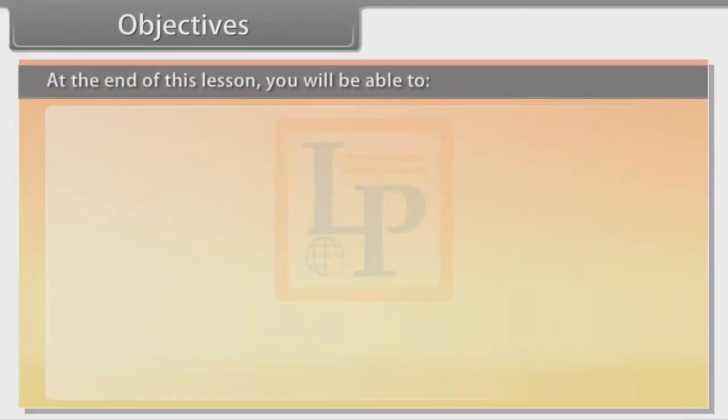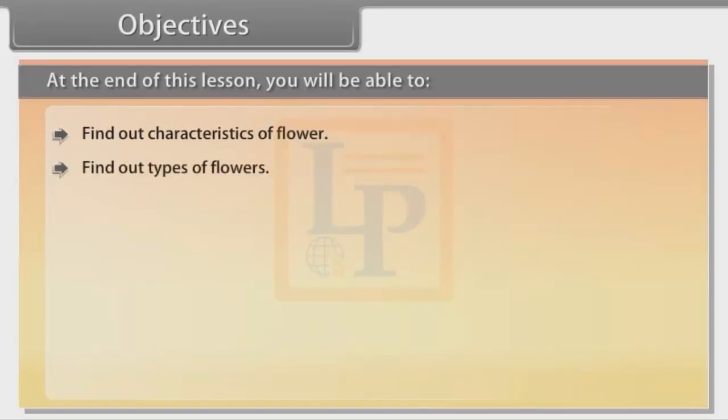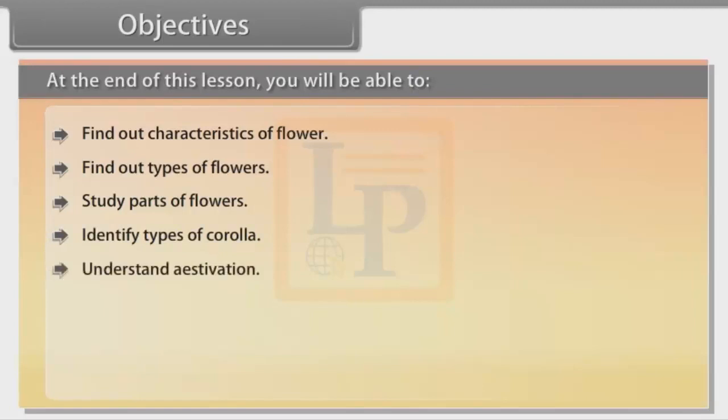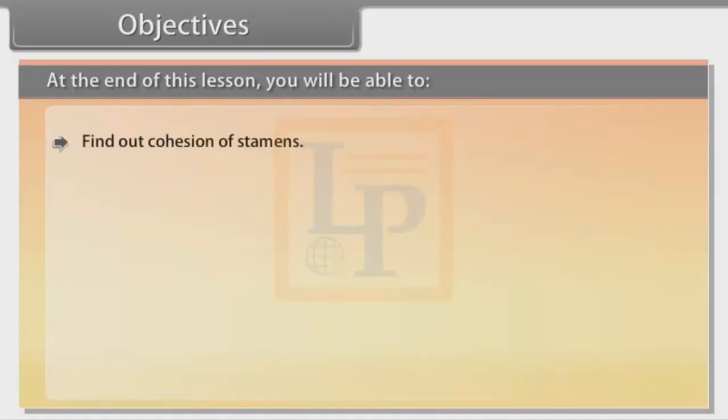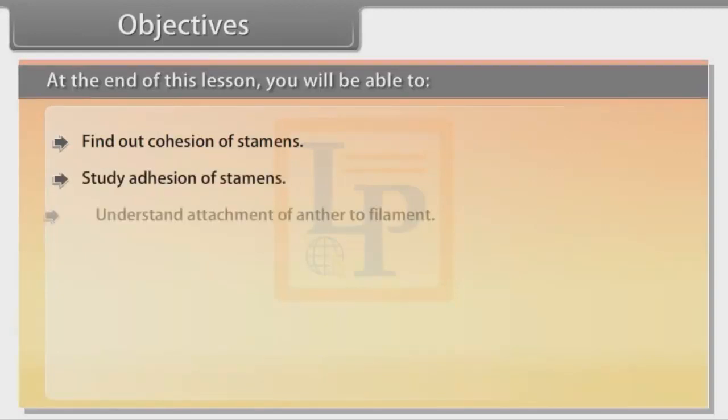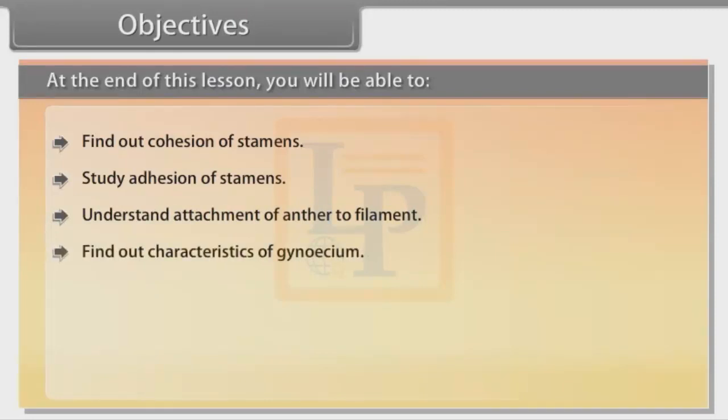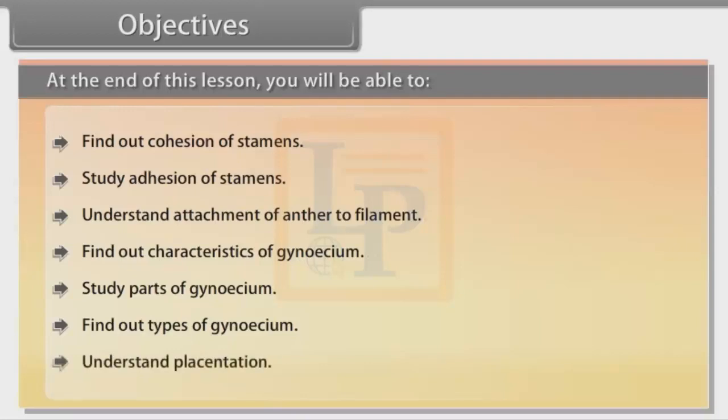Objectives. At the end of this lesson, you'll be able to find out characteristics of flower, find out types of flowers, study parts of flowers, identify types of corolla, understand estivation, find out characteristics of androecium, study parts of stamen, find out types of stamen, find out cohesion of stamens, study adhesion of stamens, understand attachment of anther to filament, find out characteristics of gynoecium, study parts of gynoecium, find out types of gynoecium, understand placentation.